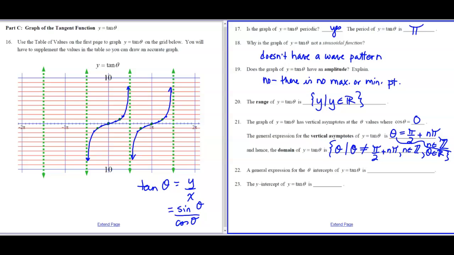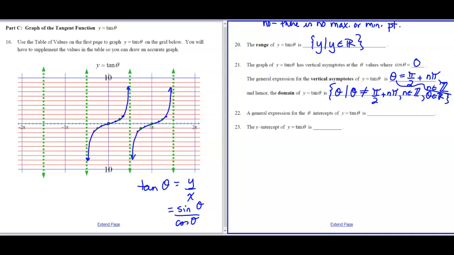Can you also put x, or should we use theta? In this case, because we called it theta, we should use it. Well, at least we don't have to write it in interval notation. You can't really use interval notation on this.